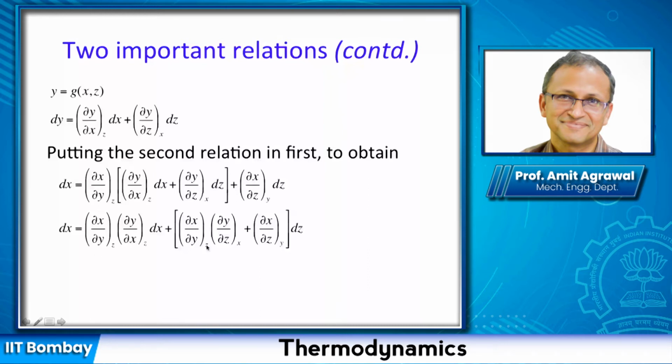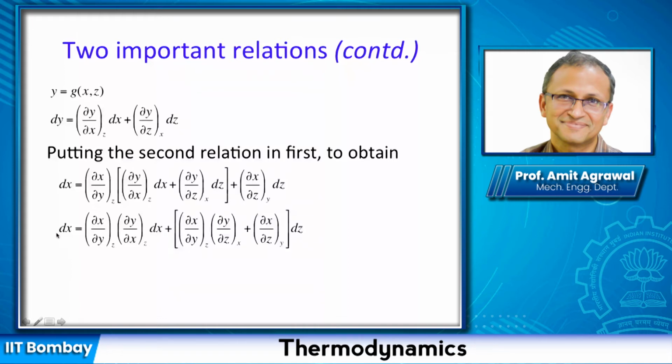Okay, so I can now write it out as, of course, this is just algebra that I'm doing here, regrouping terms, one with respect to dx, and the other one with respect to dz. And now, what is the argument that we are going to make? Because x, y, and z are independent variables, dx, dy, and dz are independent. So that means that the coefficients on both sides of this equation have to be the same.